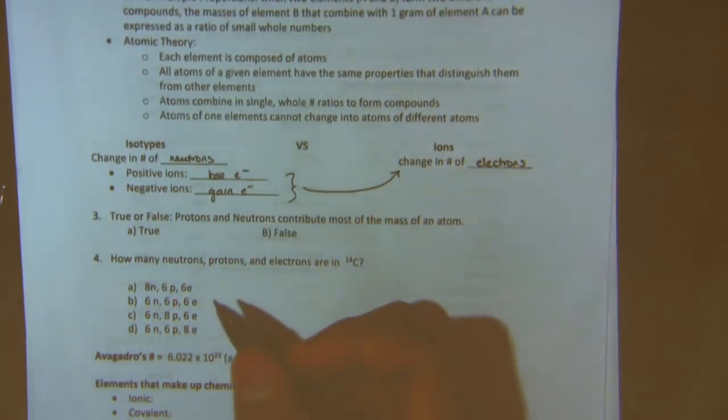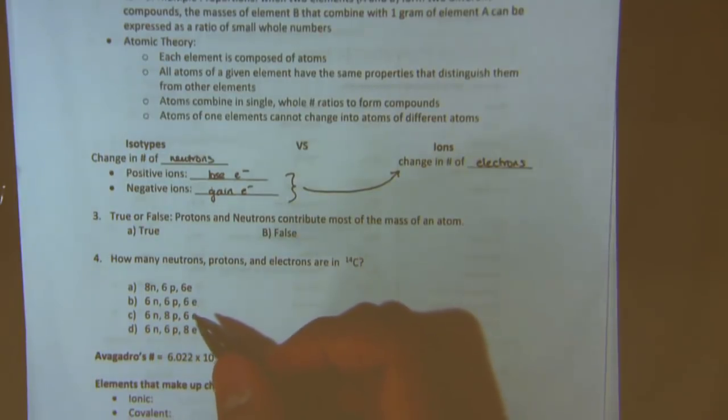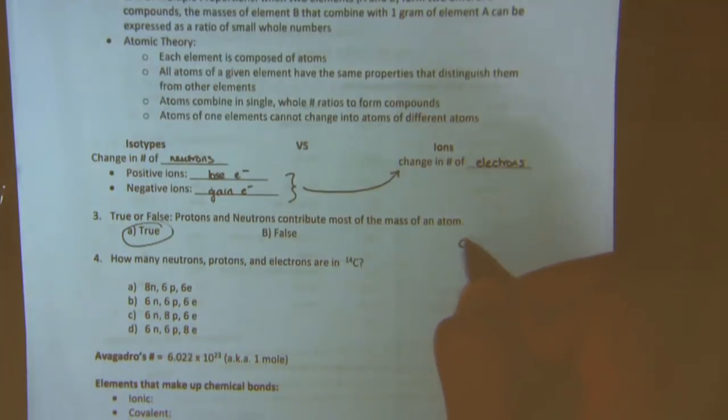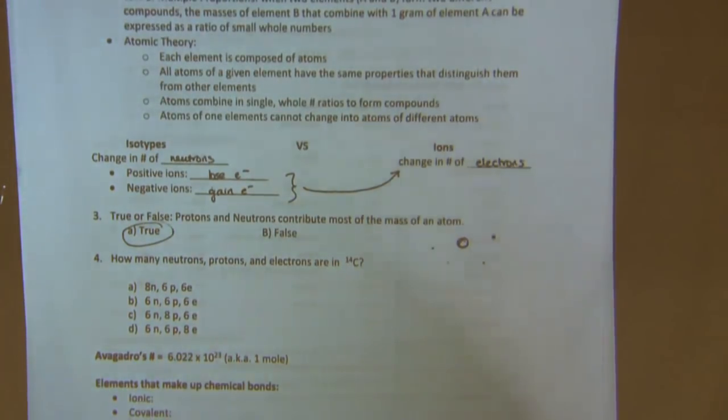So number 3, true or false, protons and neutrons contribute most of the mass of the atom. That would be true. So most of the mass of the atom is found in the nucleus, and the electrons don't really have any effect on the mass.